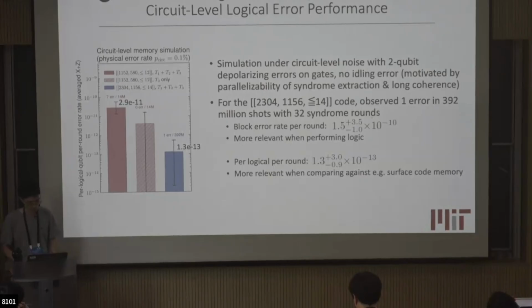And then if you divide by the number of logical operators, as might be well motivated in a storage setting, then you're looking at 1.3 times 10 to the minus 13. So that is in the ballpark of what you could potentially think about using in a large-scale algorithm. But there are no idling errors, so this doesn't take into account the more efficient sorting scheme that you worked out. That doesn't play a role here.